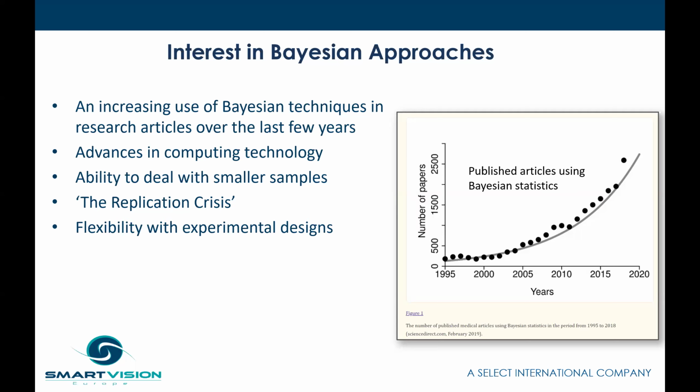Some people say there's greater flexibility when it comes to experimental design. Some experimental design procedures can be quite involved, where you've got quite an involved experiment, and that can be difficult and requires a lot to calculate using frequentist statistics, and it may be quite demanding with regard to the size of the samples you need to compare one group against another.